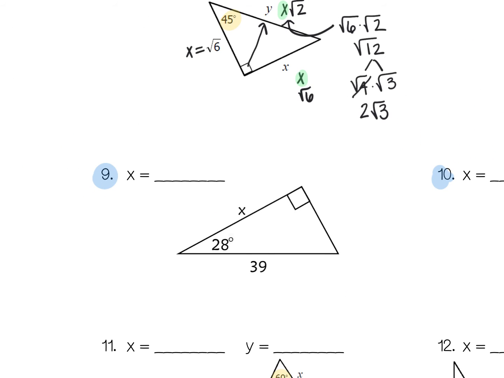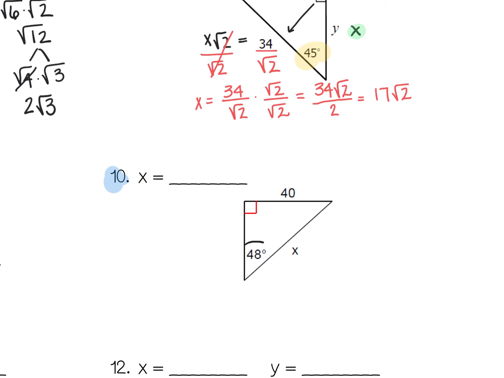Number 9 is just a trig problem, so we start by labeling. Across from the angle is O, across from the right angle is H, the last one is A. Since O has nothing with it, I'm going to disregard it, and AH goes with cosine. So cosine 28, adjacent on top, hypotenuse on the bottom. To solve for x, I multiply both sides by 39. When I type this into a calculator, I get 34.3.